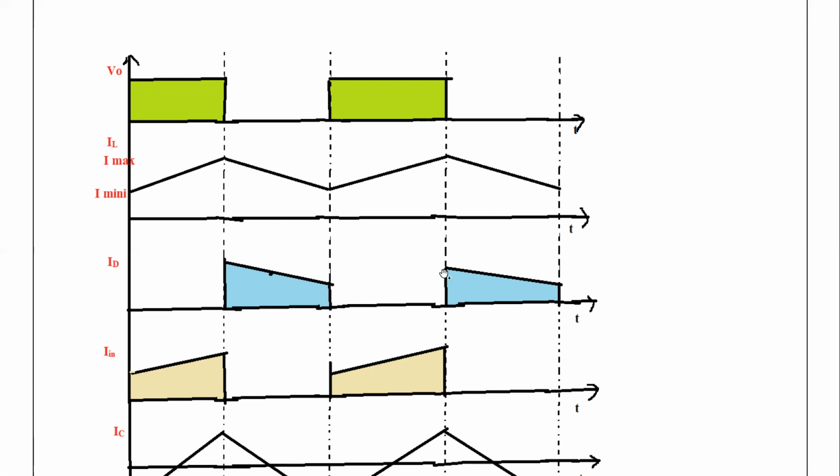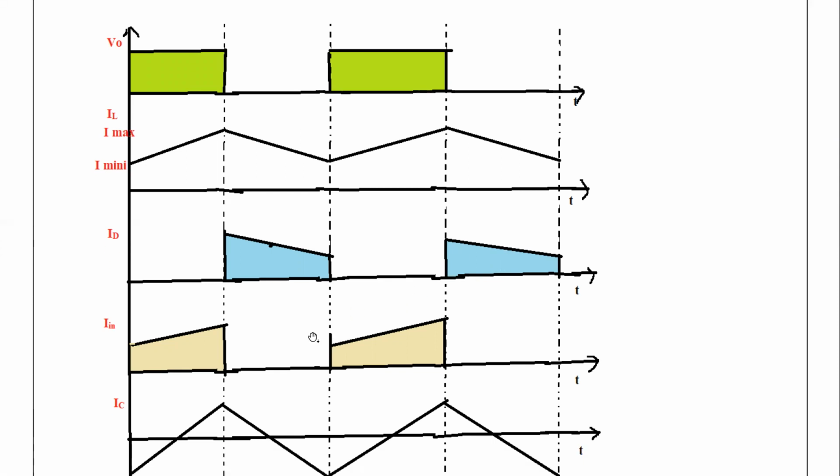Again, during the turn off time, the same inductor current will be flowing through the diode. Therefore, the waveform will be very similar in case of inductor current during turn off time. Similarly, the switch current or input current will be there during turn on time only. And during turn off time, the switch is opened. Therefore, no current will be flowing through the switch. Therefore, the current flowing through the switch is 0 here.